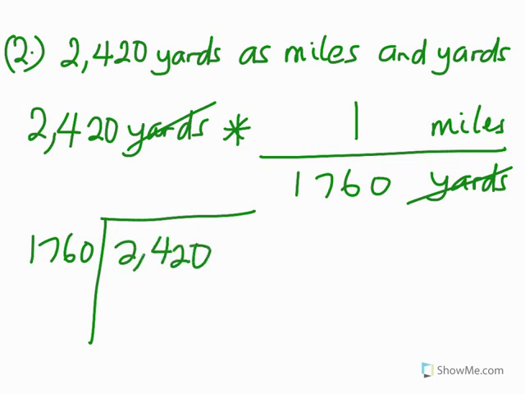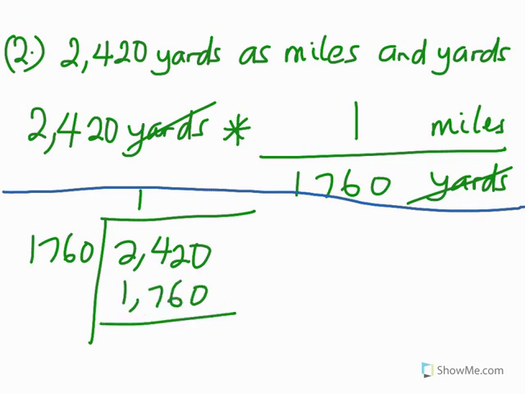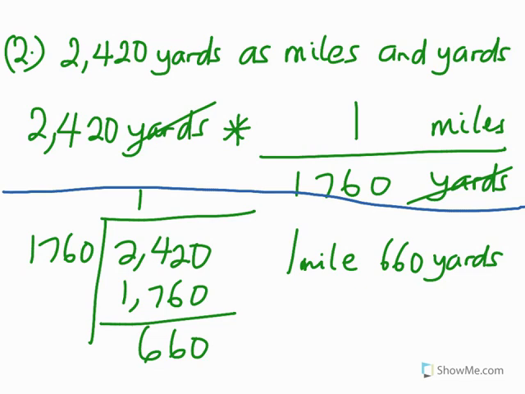divide 2,420. I hope you can. Let me use a blue line and demarcate this so that you don't get confused. So 1 will go, 1 times this will be 1,760. And if you subtract, you have 660. So the 1 is the quotient. So we have 1 mile, and then the 660 is the remainder, 660 yards. 1 mile, 660 yards.